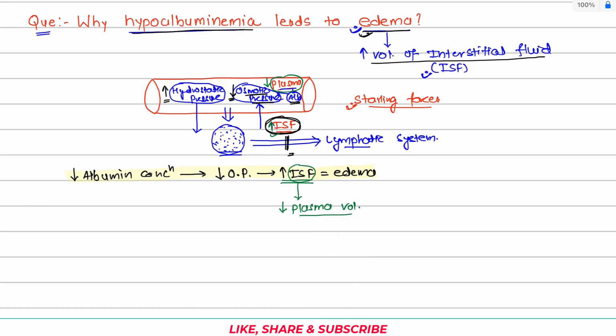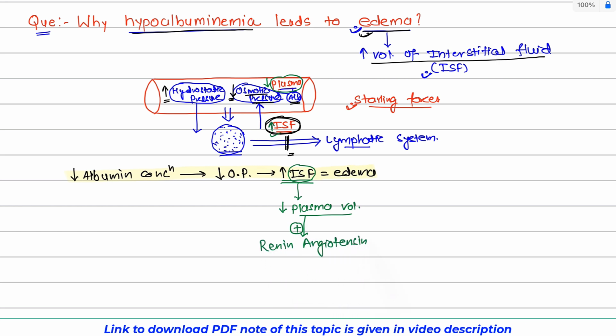And whenever there is a decrease in the blood volume, it leads to activation of one very important hormonal axis, which is called the renin-angiotensin aldosterone system. In short, it is called RAAS. This renin-angiotensin aldosterone system activation leads to increased sodium and increased water retention. Now this increased sodium and water retention has two major deleterious effects.